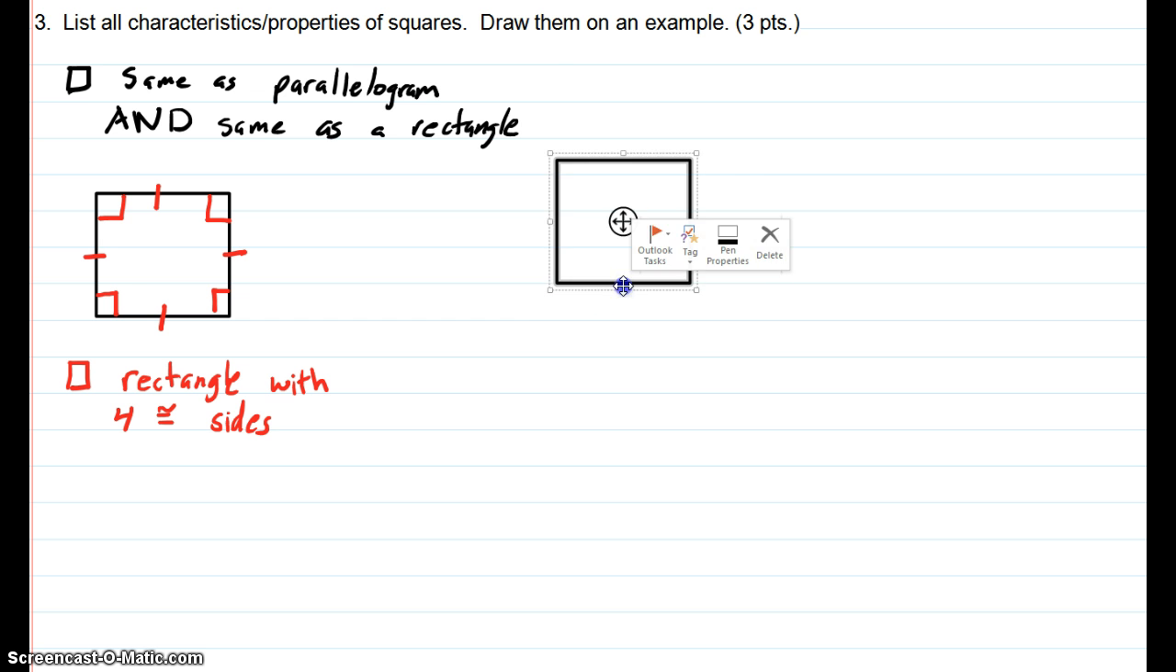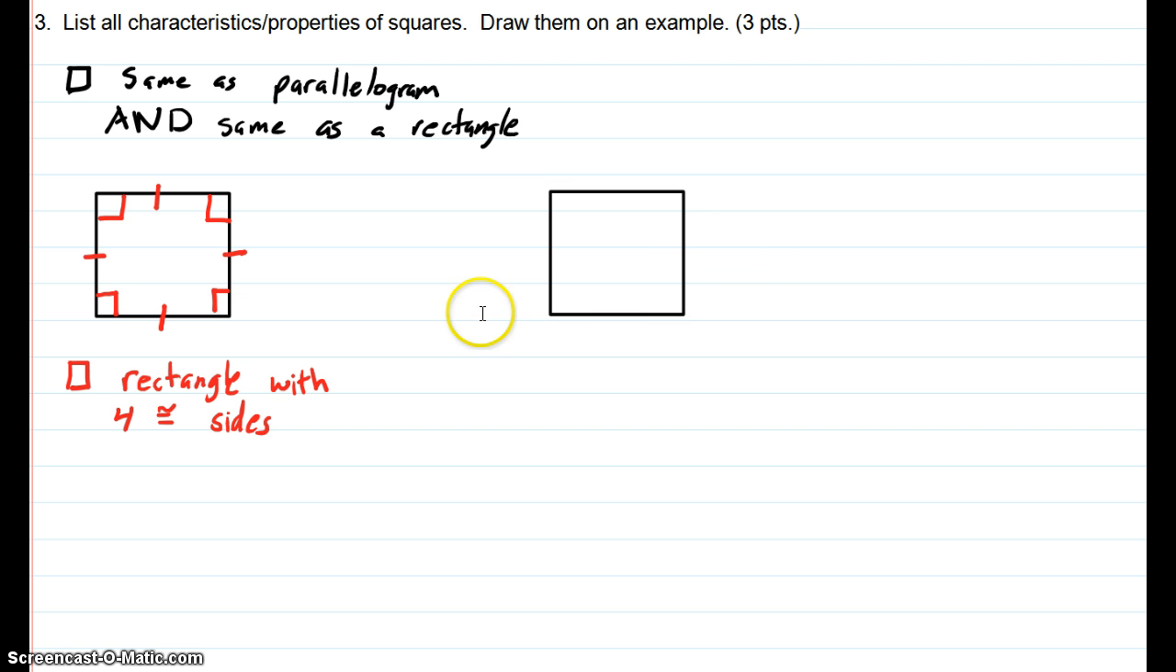Now, this isn't going to be an easy one for me to draw, but we'll see what happens. One of the things that's special about a square are the diagonals. Now we already know that they're congruent. We already know that they bisect each other. But when they cross, they make a right angle. So the diagonals are perpendicular.